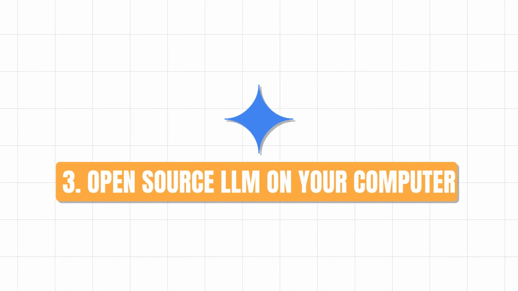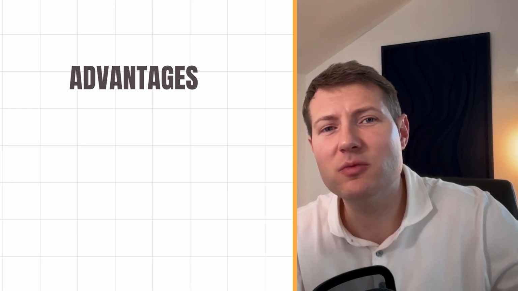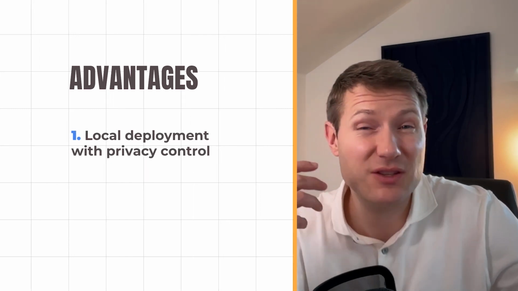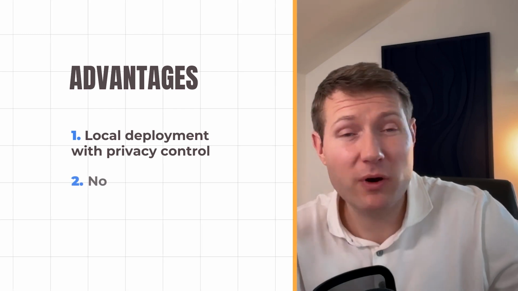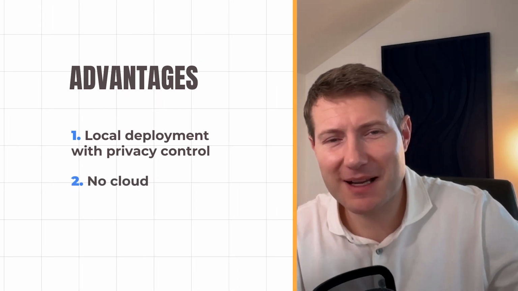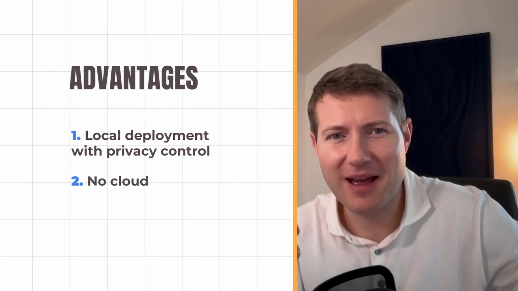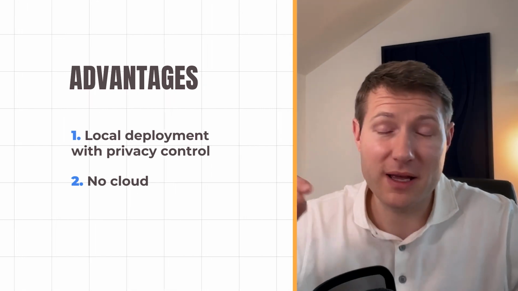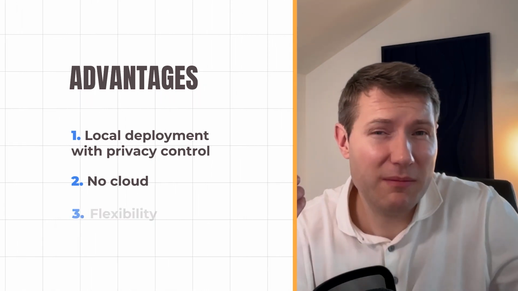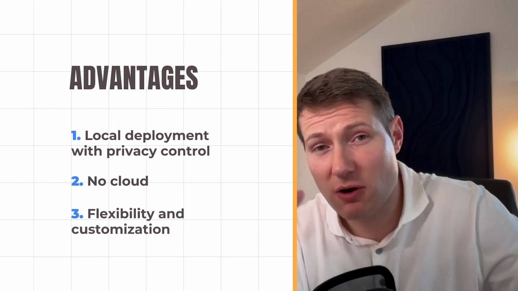The third option is to use an open source LLM that you are going to download on your computer. The advantages: first, it's going to be local, means that you understand what is happening with your data and you can control. Second, it is not somewhere in the cloud. So you know exactly where the data is and you know exactly the model that you're using, where it's located. And third, you can be more flexible and customize the way you are going to use it.